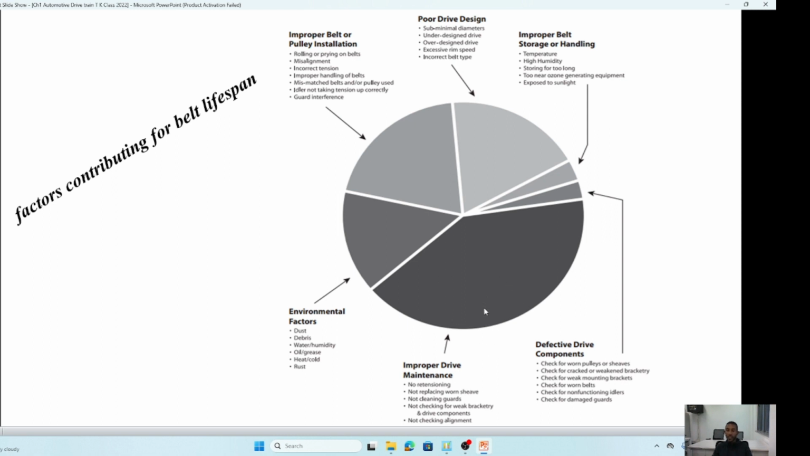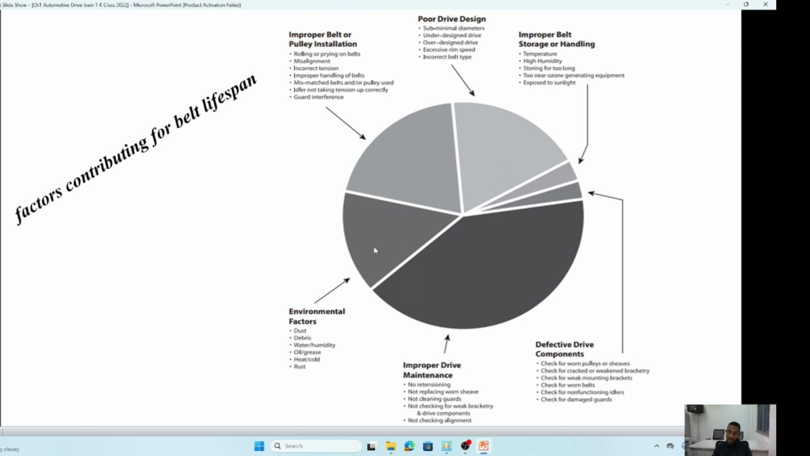But the first, improper drive maintenance, is really critical. No retensioning, no replacing worn shafts, no cleaning guides, no checking for weak brackets or drive components, no checking alignment will be the first factor which leads to shortening the life of the belt.